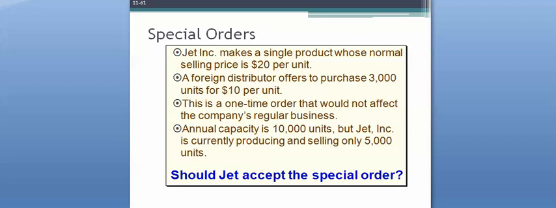A couple things to notice here. First, in this particular case, for this special order, we have excess capacity. That's important because if we don't have excess capacity, we need to evaluate any lost contribution margin on existing sales that we would incur if we accept the special order. Also, we're told that this is a one-time order and it's not going to affect our regular business. In other words, we won't cannibalize our existing sales. Let's look a little bit closer at the details for this special order.